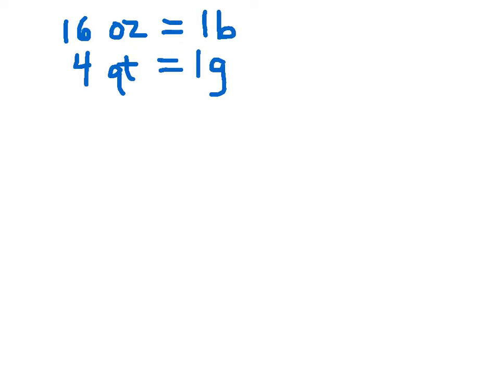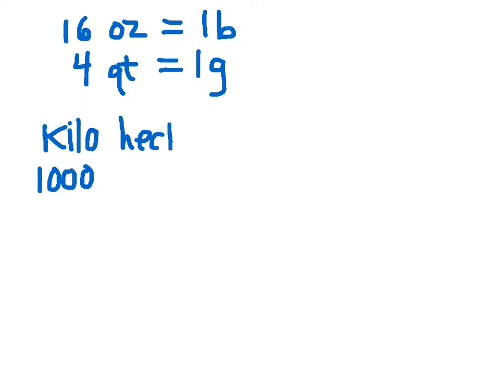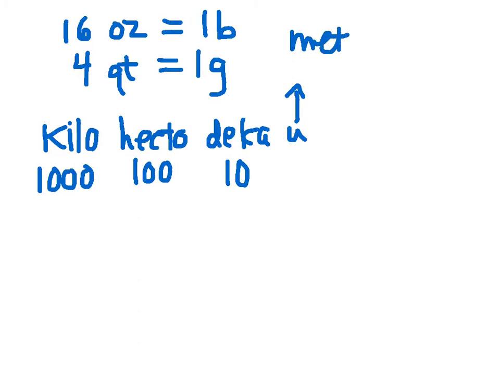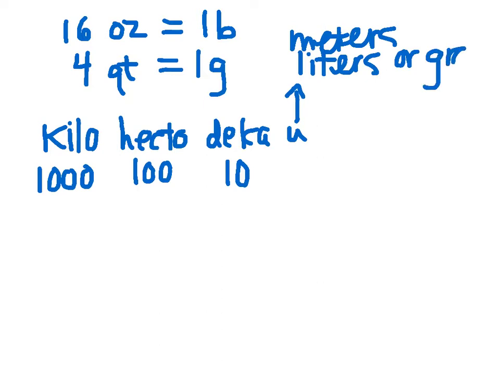It's just like our place value system. The prefixes are kilo, and that's for 1,000, the 1,000 place value. Hecto, which is the hundreds. I hope I have enough room to write this. We have deca with a K, which is the tens. Then we have the units, which could be meters, liters, or grams, depending on what we're measuring. Those are the ones.